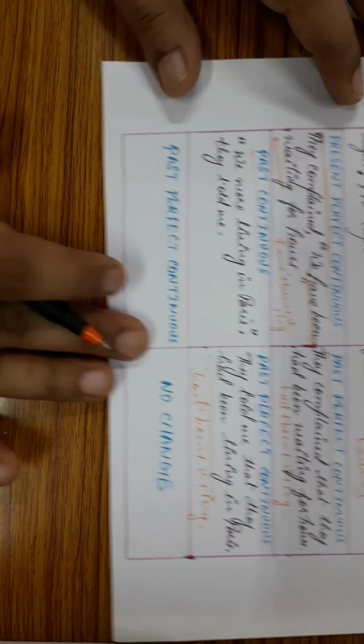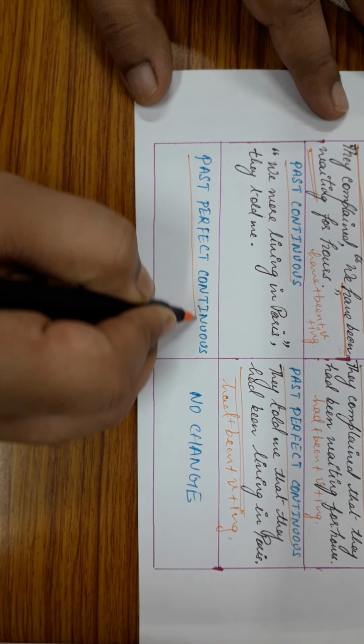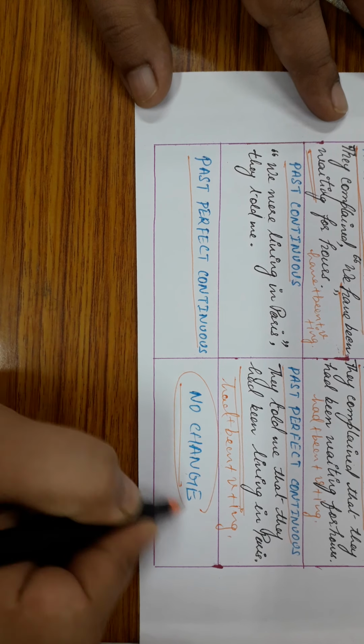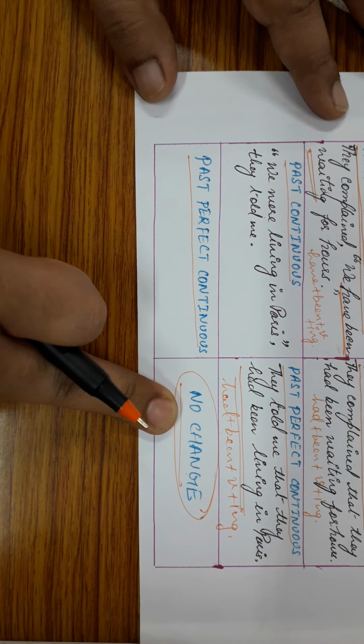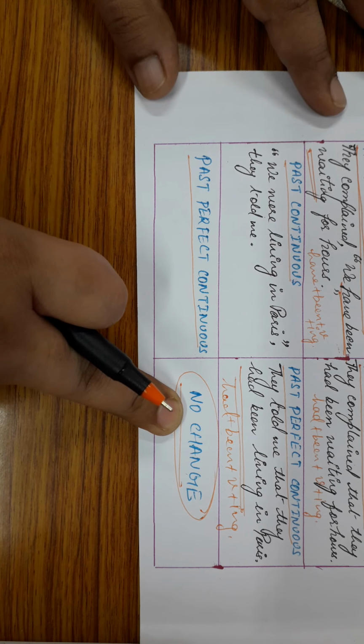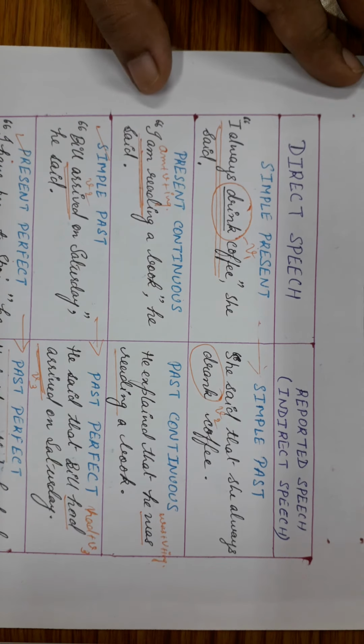Alright? Now, when the sentence or the direct speech is in past perfect continuous, then we see no change. That is, past perfect continuous remains past perfect continuous even in indirect speech. Now, let us see again.